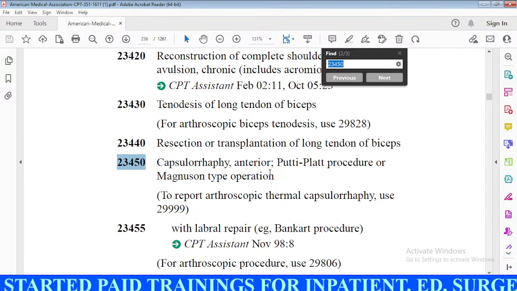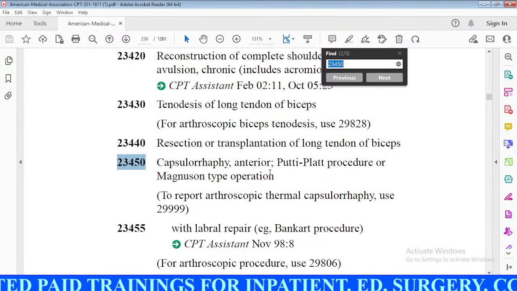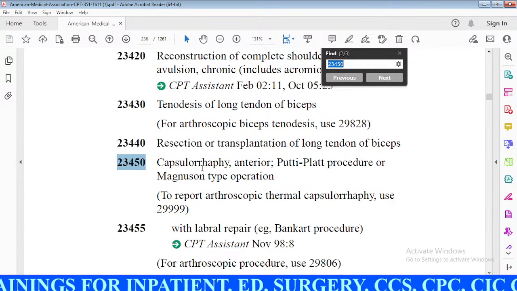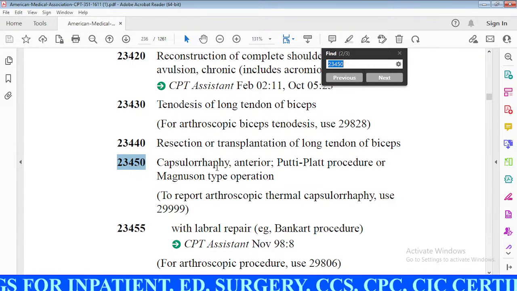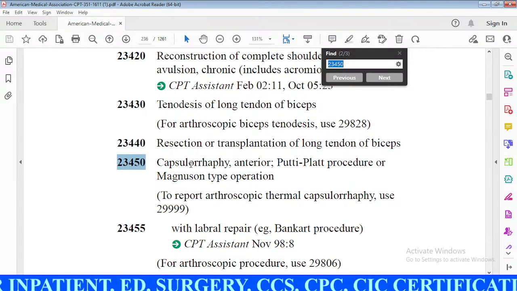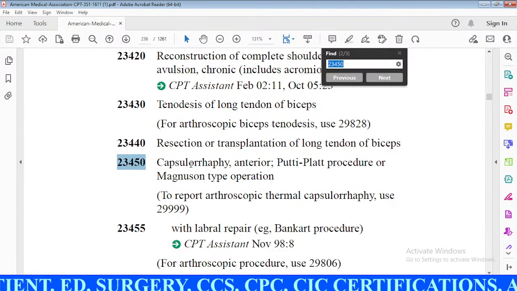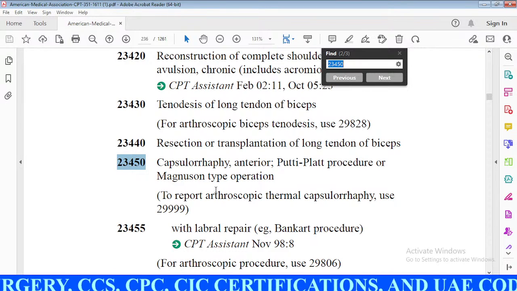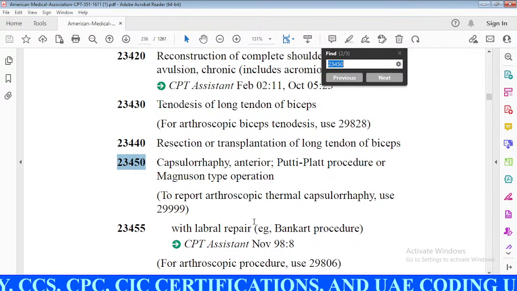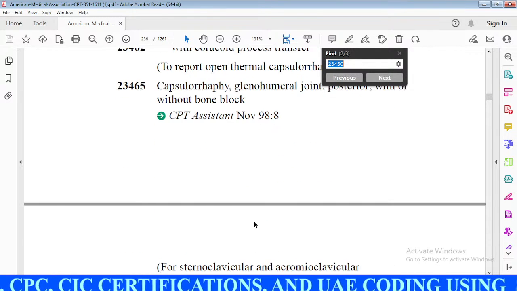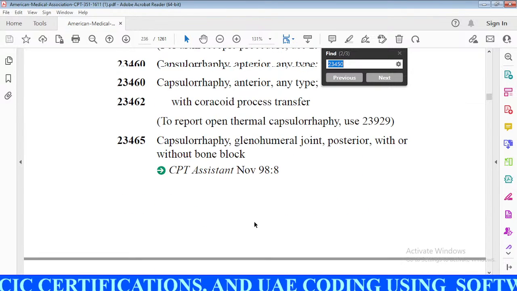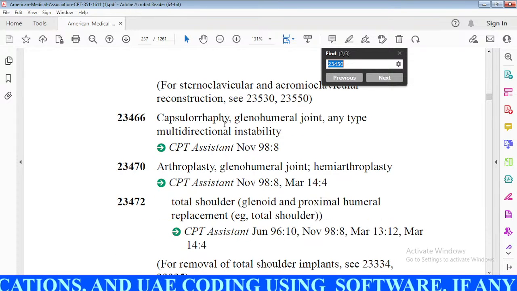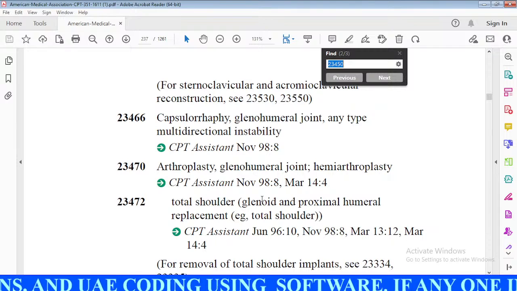Capsulorrhaphy, anterior, Putti-Platt procedure. So this is completely wrong. Here the physician has not performed capsulorrhaphy. Rhaphy means repair, capsule means capsule, so capsulorrhaphy means repair of the capsule. Next, what is the code? 23466. Here the physician did not perform the repair of the capsule. He performed adhesiolysis. So 23466 is capsulorrhaphy, and this is also wrong. The physician did not perform any capsulorrhaphy here.